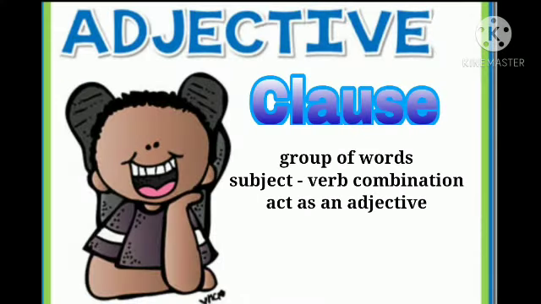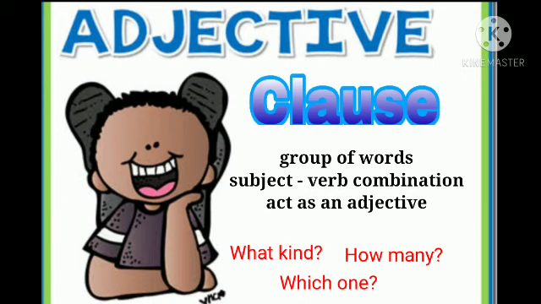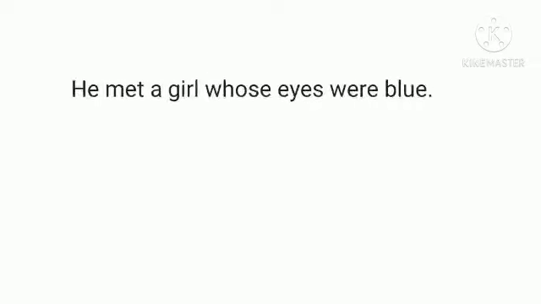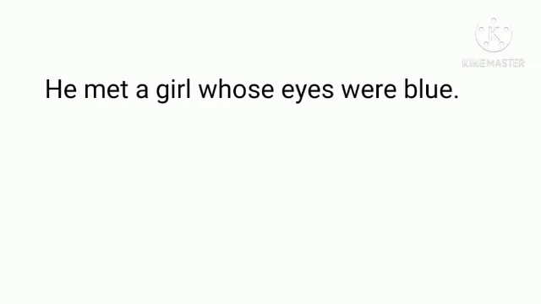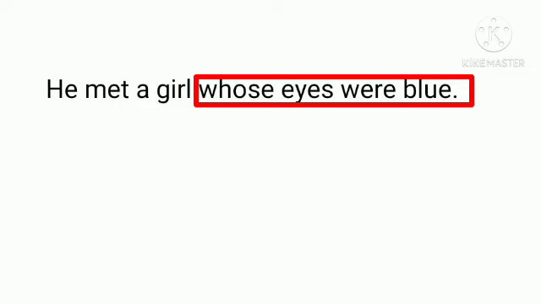Adjective clause. It is a group of words which contains a subject and a verb of its own, and it acts as an adjective. It answers the adjective questions like what kind, how many, or which one. Now, what does an adjective do? It describes a noun. So does the adjective clause. For example, he met a girl whose eyes were blue. Here, whose eyes were blue is an adjective clause as it is describing a noun, girl.